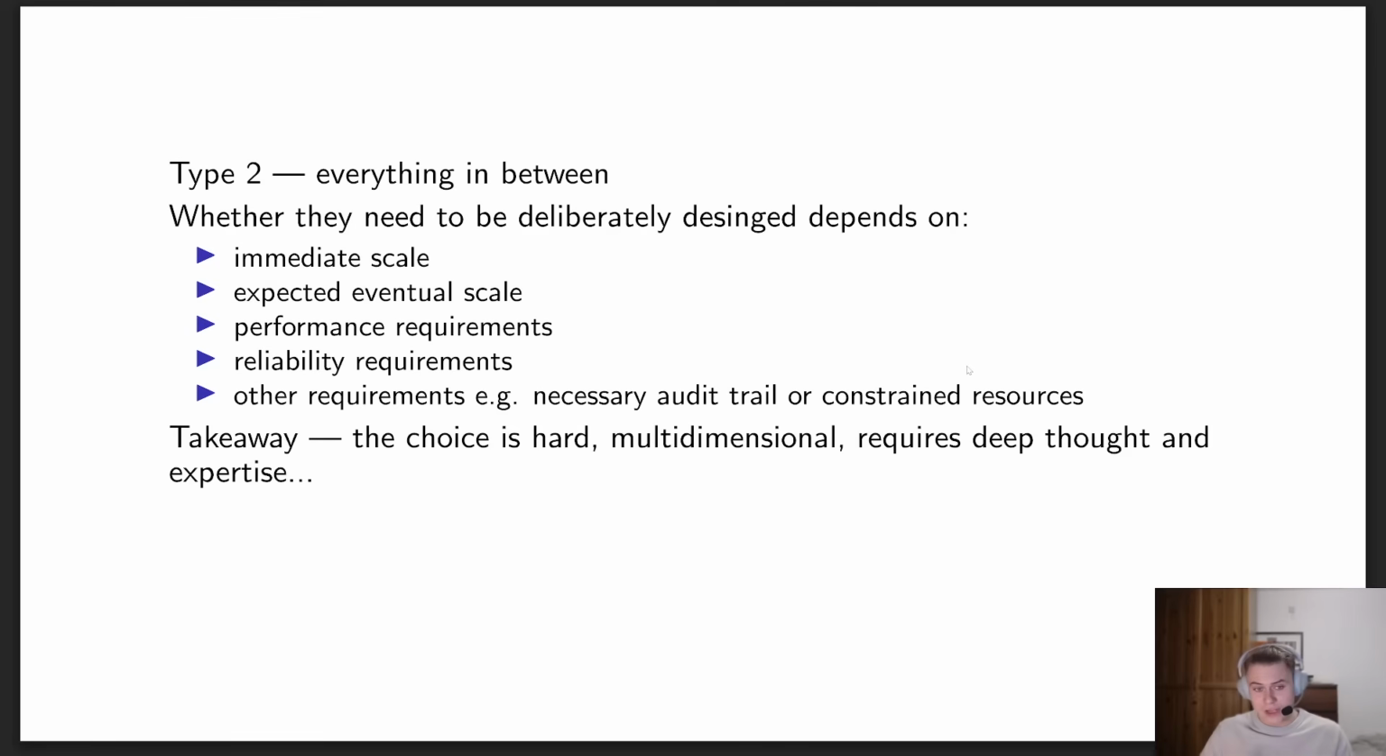So the takeaway here is that the choice we need to make is hard and multidimensional. It requires deep thought and expertise, and vast context about the system, how it's going to be used, its scope, and so on. And since the choice is so hard, in a lot of cases it's very easy to get it wrong. That is something we want to protect against and improve.